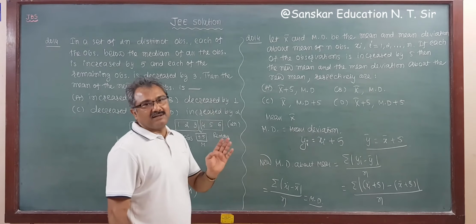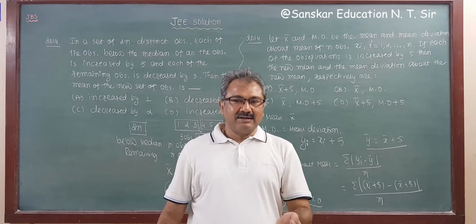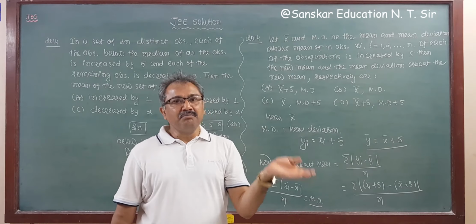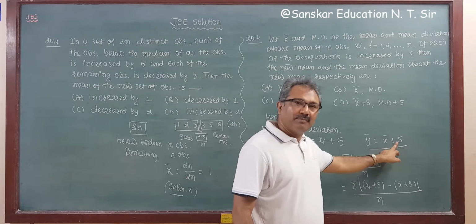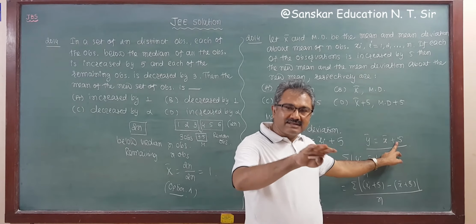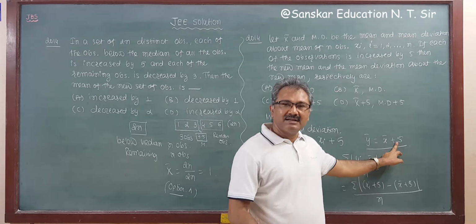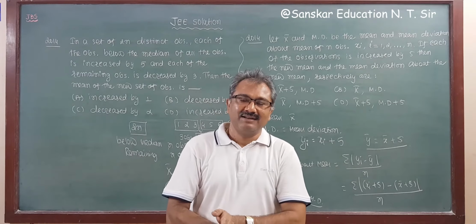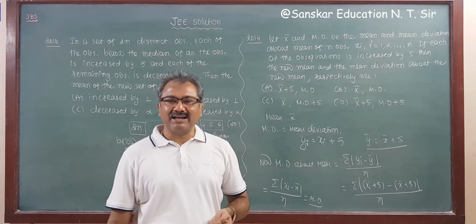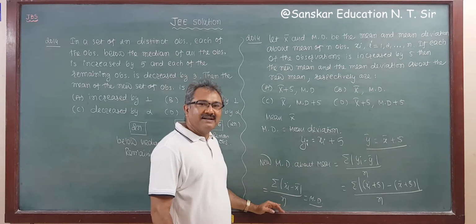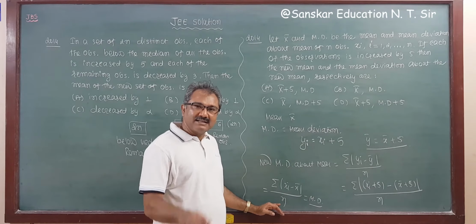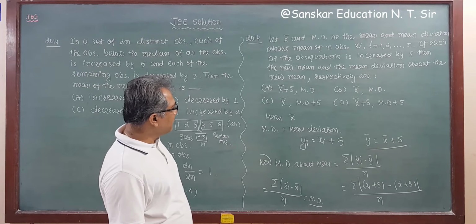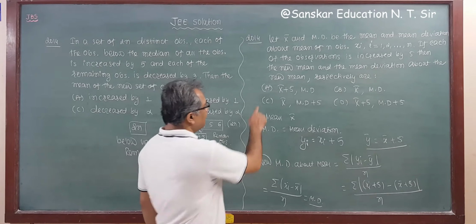Similarly, if we add any constant k to the observations, the mean is increased by that number, but the standard deviation and the mean deviation are not affected. So the proper answer is x bar plus 5, and the mean deviation remains as it is, that is option A.